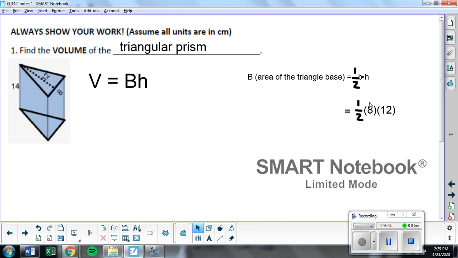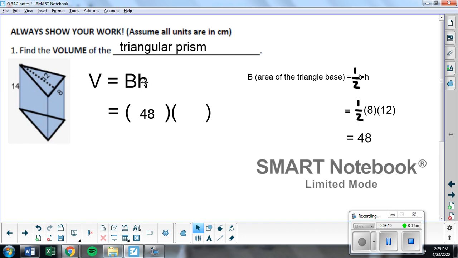Multiply that out. I think you could probably do it in your head. 1/2 of 12 is 6, so 6 times 8 is 48. You've just found capital B, and you do have to show work for that, even if it's pretty basic. So capital B is 48.